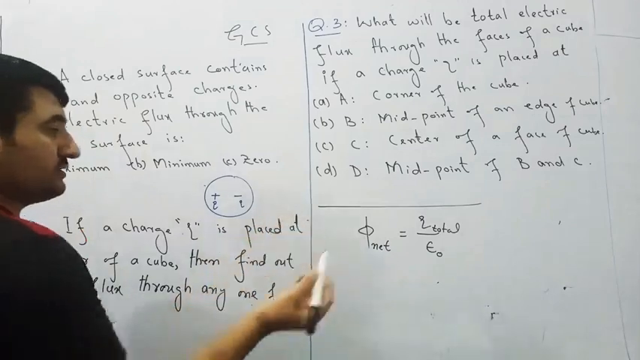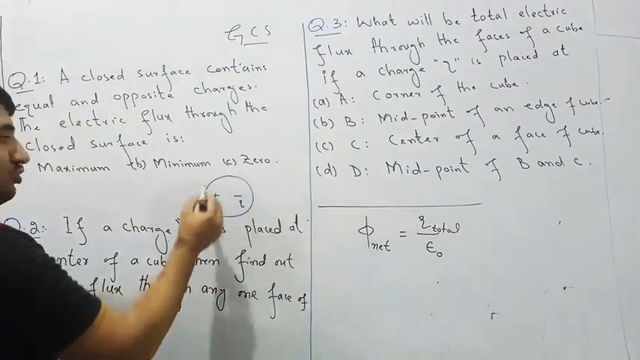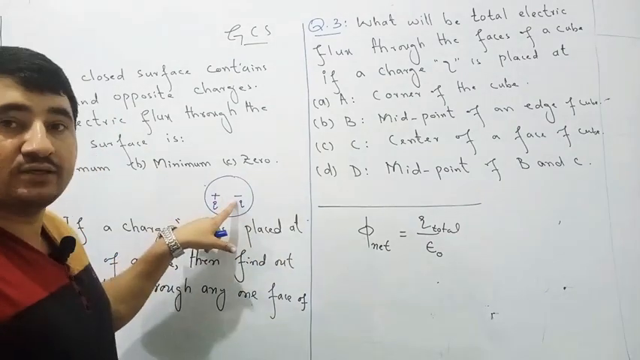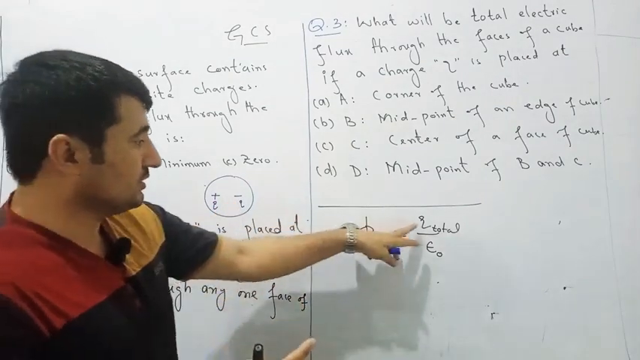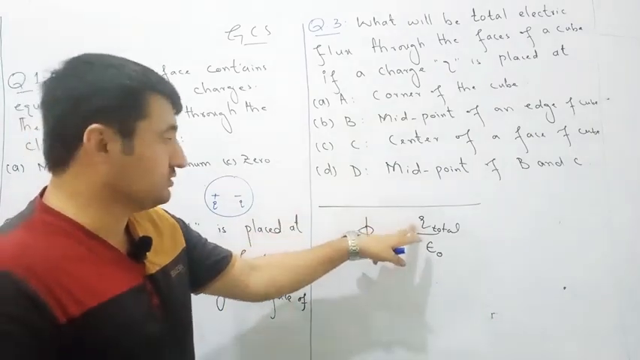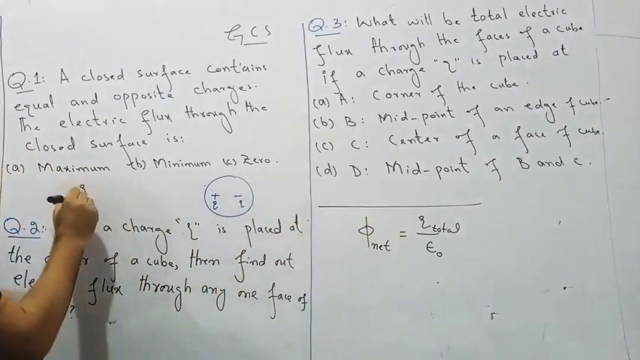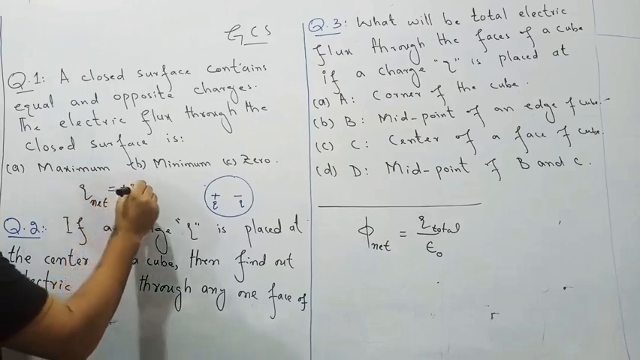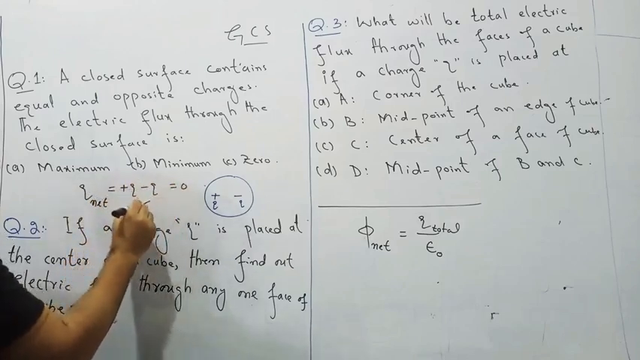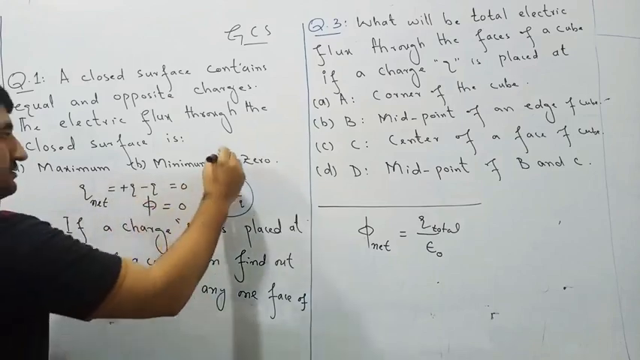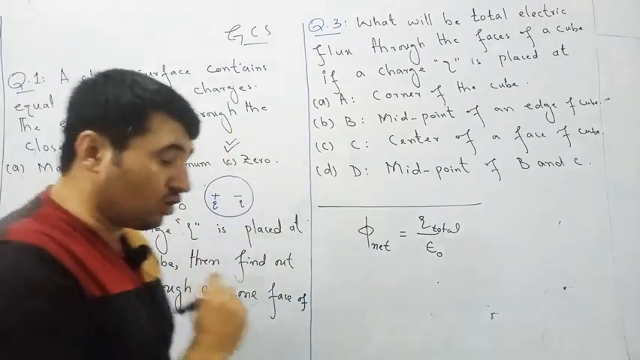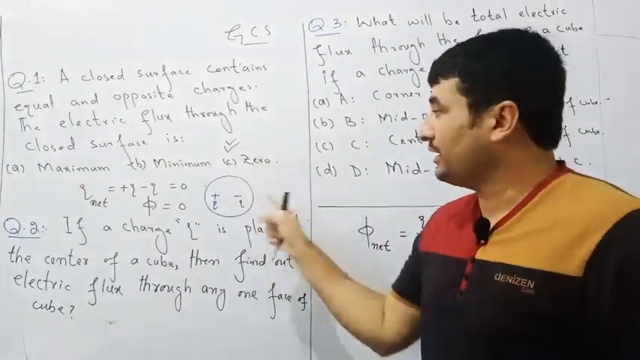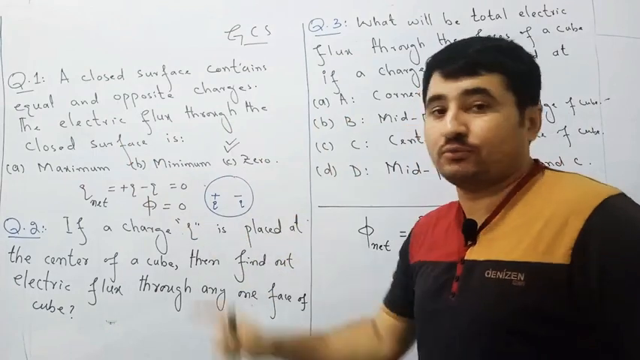So what would be the answer? That's very easy. The charge enclosed by this surface is, one is plus Q, the other is minus Q. So the total charge enclosed is 0. Here the net charge is plus Q and minus Q, so that is 0. So this means the flux is 0. So the correct option is 0. The net flux would be 0 in case of two equal and opposite charges.